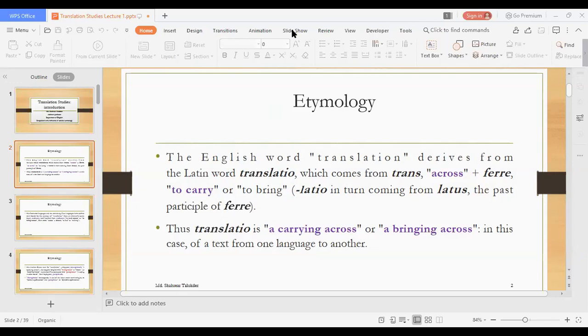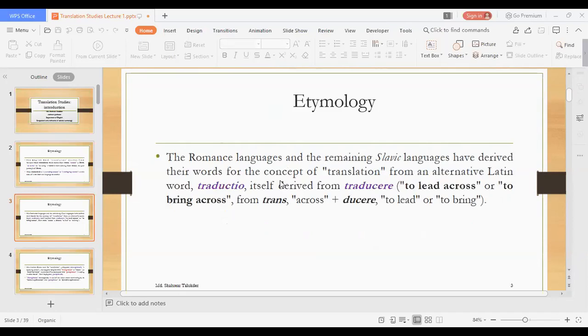Now, in the next slide, it says that the Romance languages and the remaining Slavic languages have derived their words for the concept of translation from an alternative Latin word. You see, there is another alternative Latin word that is called traductio. This is another Latin word, so the pronunciation, I'm not sure about how to pronounce it. But you can see traductio itself derived from traducere.